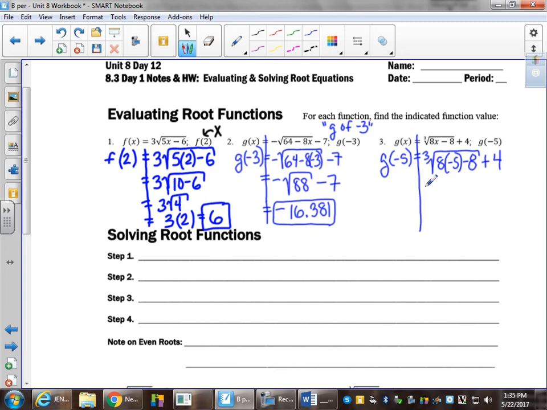Eight times negative 5 is a negative 40. Minus 8 is a negative 48. So I have the third root of negative 48 plus 4. Now, when we have a negative under the radical, that's a red flag. It's not an automatic no solution because there's a difference between taking an even root of a negative and an odd root of a negative. This is an odd root. Odd roots of negatives, those are okay. So we will use our calculators to get this answer rounded to 3 decimal places.